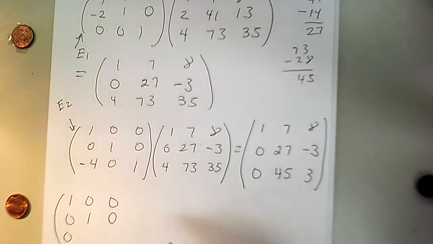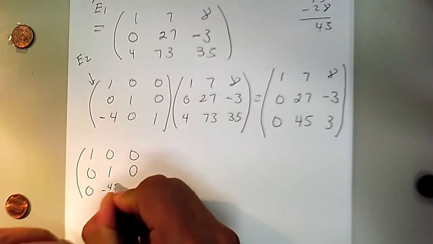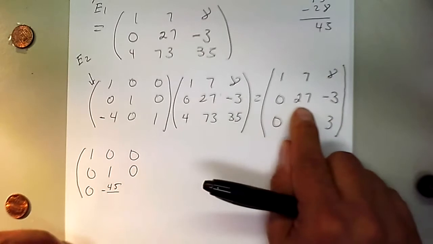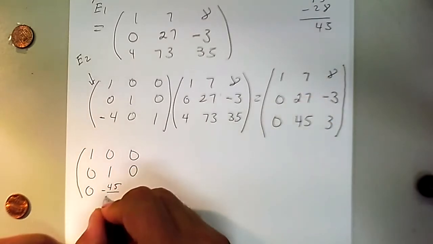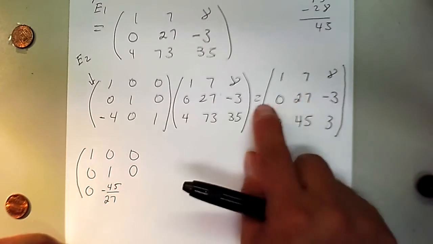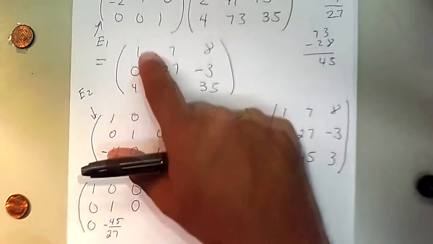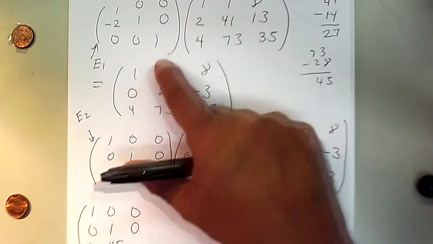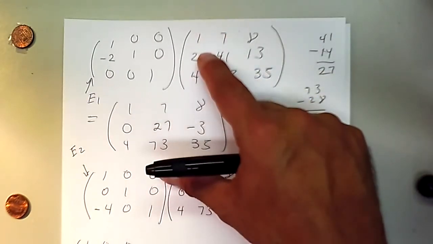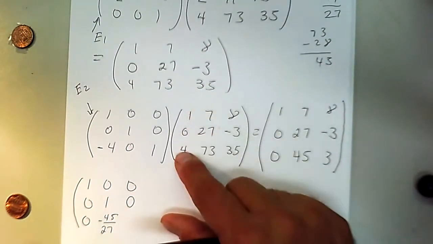So yes, we have to put -45, but we also have to take into account the 27. So we divide by 27 to get the 1, because this row has no 1 in the main diagonal, and the main diagonal of 1, up here, is the one that helped us get rid of the 2, and that 1 also helped us get rid of the -4.